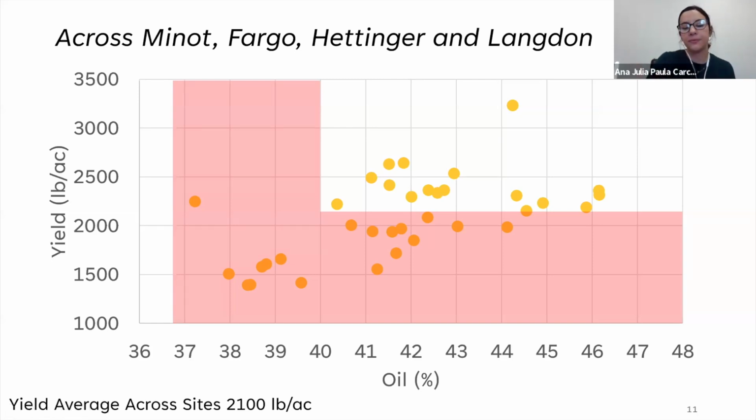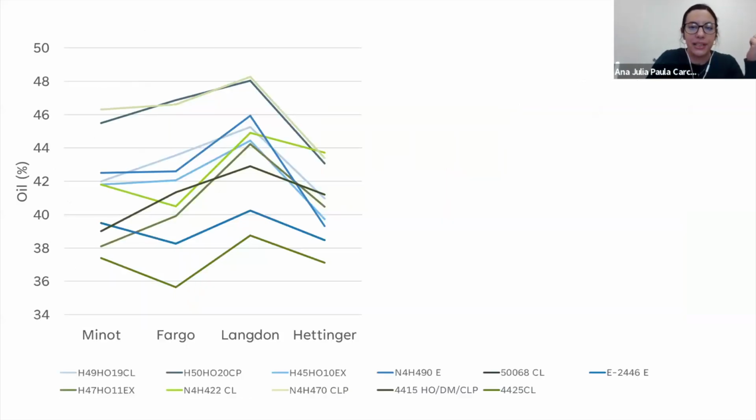And basically what we are seeing here is that we have a fair amount that have a good variability above this value. Saying this, seeing the data like this is not really meaningful because we have everything all together. It's really interesting maybe, but it's not that meaningful. If you are in Minot, your environment will be completely different than if you're in Hettinger. But saying that, it's nice to see the information like this. So here I'm showing just the oil percentage in Minot, Fargo, Langdon, and Hettinger, and these hybrids were tested in all these locations. So all this information is really comparable.